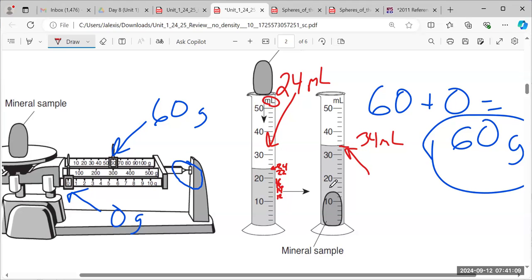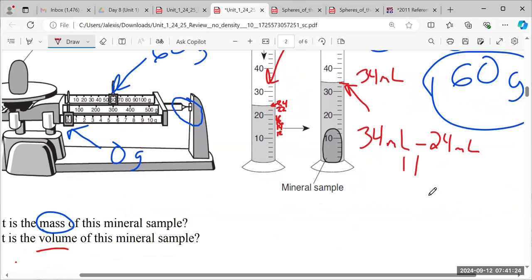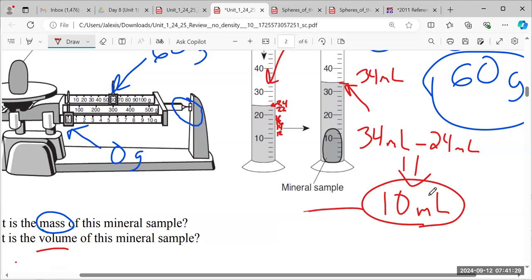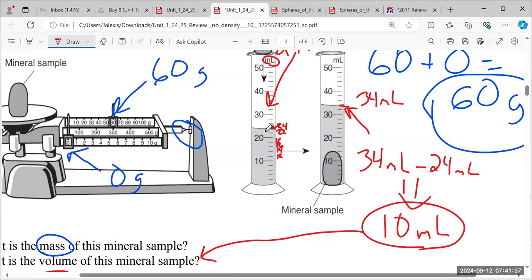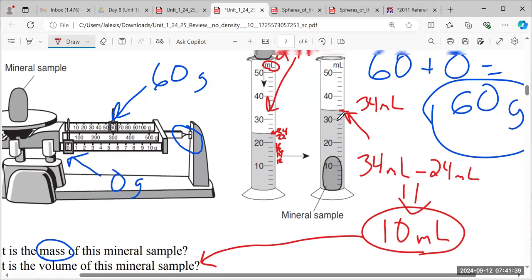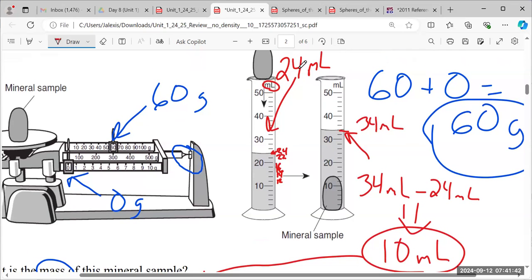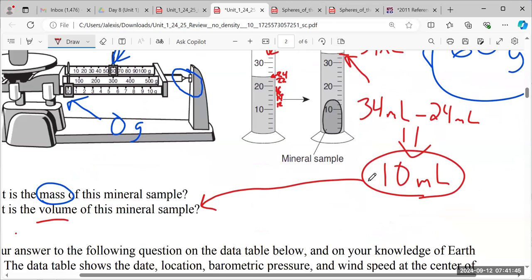How much volume, right, was added once the mineral sample came in? So how much did the volume change by? 34 milliliters minus 24 milliliters. And so therefore, the correct answer is going to be 10 milliliters as the volume. All right. That's how much space that it took up. Before it was 24 milliliters, I put the sample in, it rose to 34 milliliters. It increased by 10, and so that's my volume.